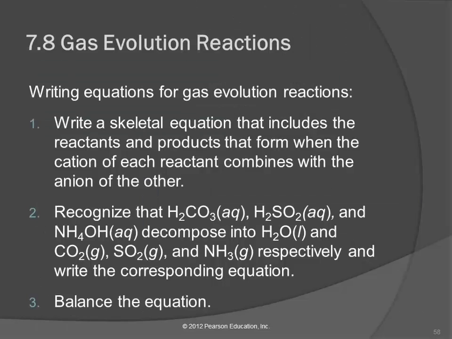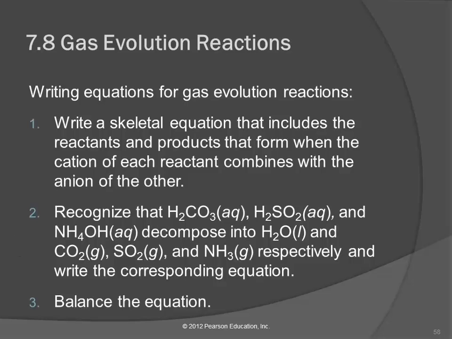So, instructions, writing equations for gas evolution reactions. Write a skeletal equation, including the reactants and products that form when the cation of each reactant combines with the anion of the other. So we're going to do that partner swapping thing. And then this is the tricky part right here.